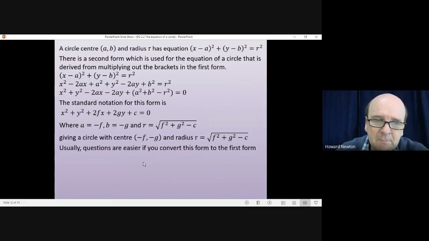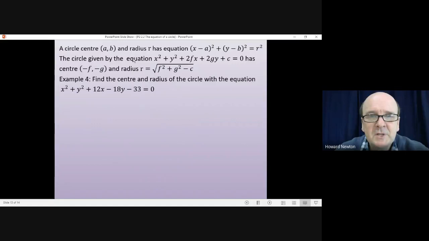Let's have a look at an example doing all of this. So there's the standard notation for the equation of a circle, and then there's the second form there, where the center would be minus f, minus g, if it was written like that, and the radius would be the square root of f squared plus g squared minus c. And the example gives us an equation in that form. And it asks us to find the center and the radius of the circle with that equation.